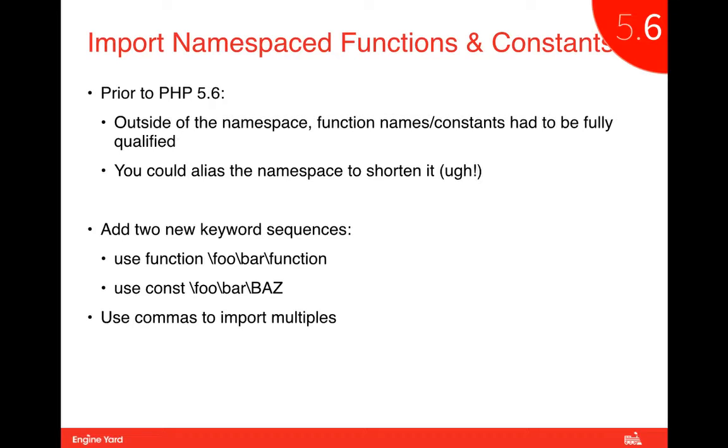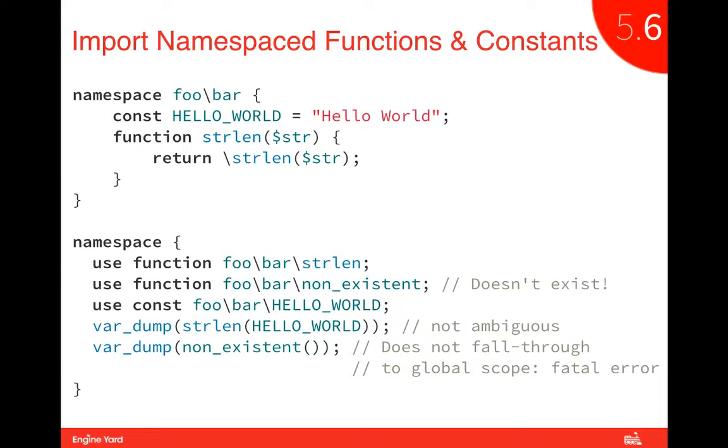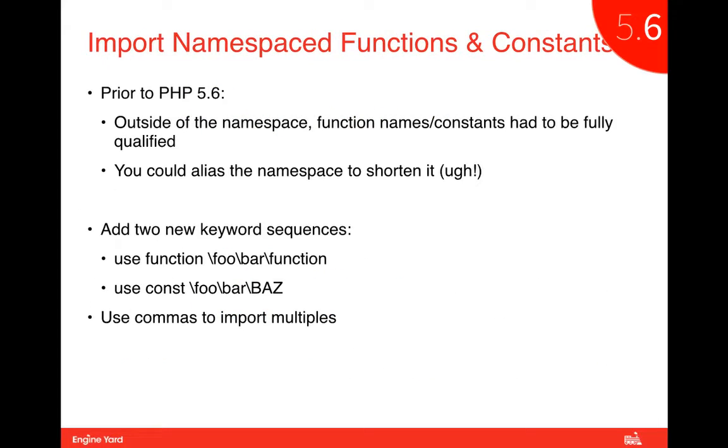You can use commas to import multiples of them, yes. Is this a good change? Yes. Why? It's a good change because otherwise, let me see if I can show you this. If you have a function that's inside of a namespace, which you could do before, say we had the bar function that's under the foo namespace, right? The only way to access it before, you had to use the fully qualified name.